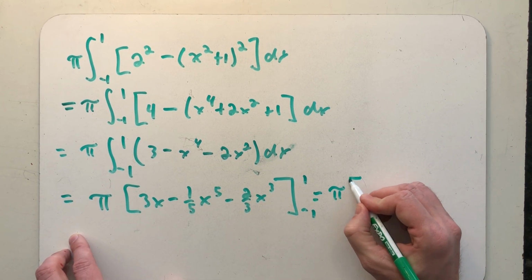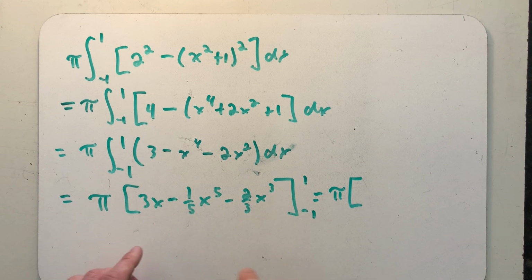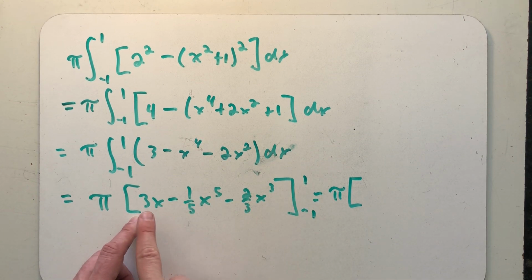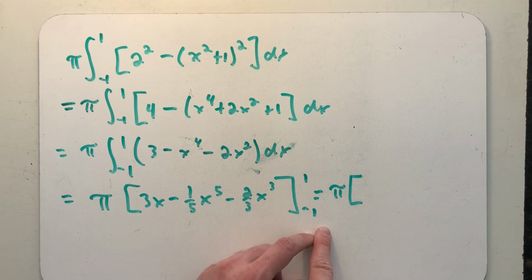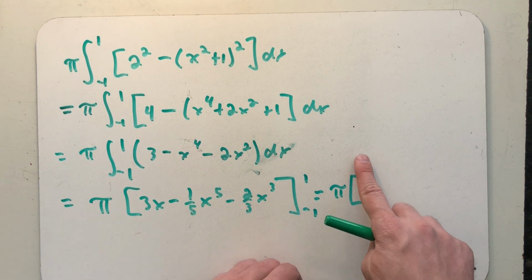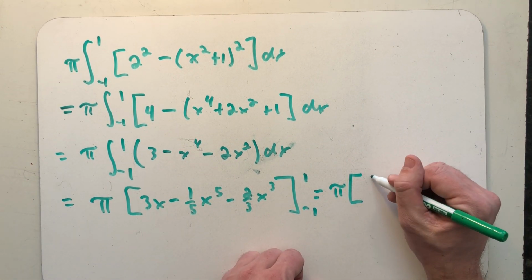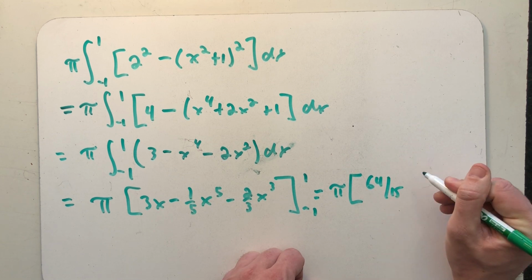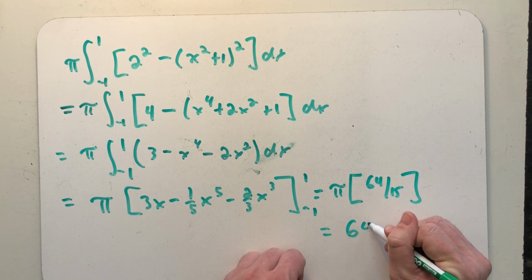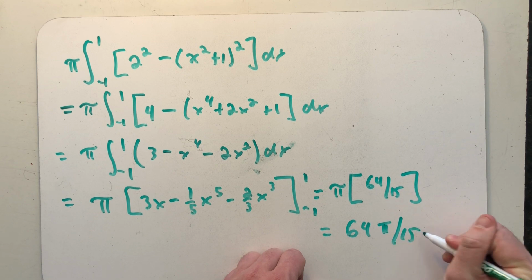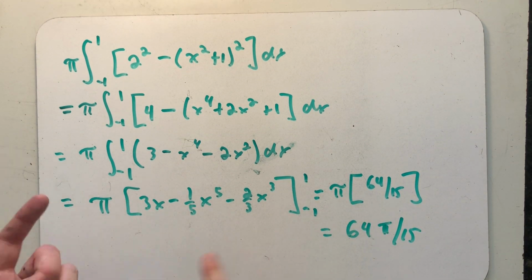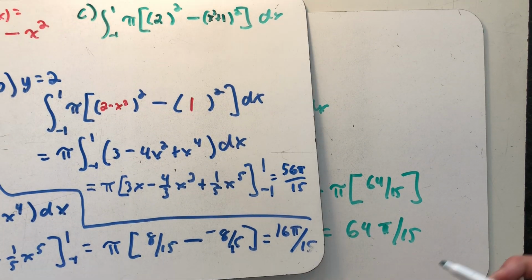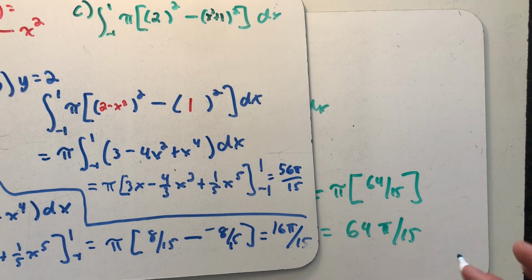All right. So now I'm ready to evaluate this. I need to plug in a 1 and get a 3 minus 1/5 minus 2/3. Now I need to plug in a -1, and after I've done all of the arithmetic, get a 64 over 15, or 64 pi 15ths. And again, you should actually check and make sure the arithmetic works out. But there's our volume in part C. So we've officially done all 3 parts of this problem.